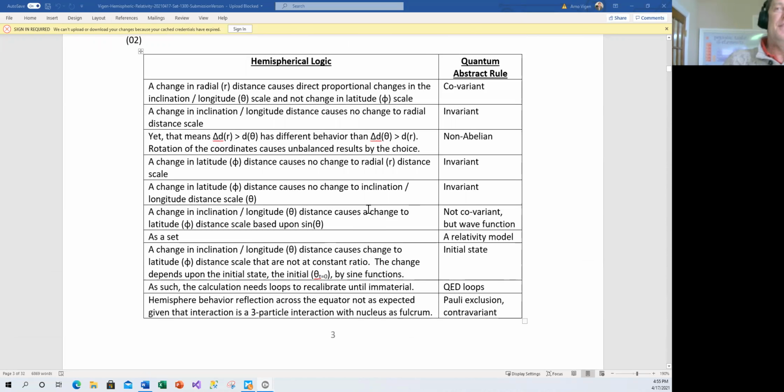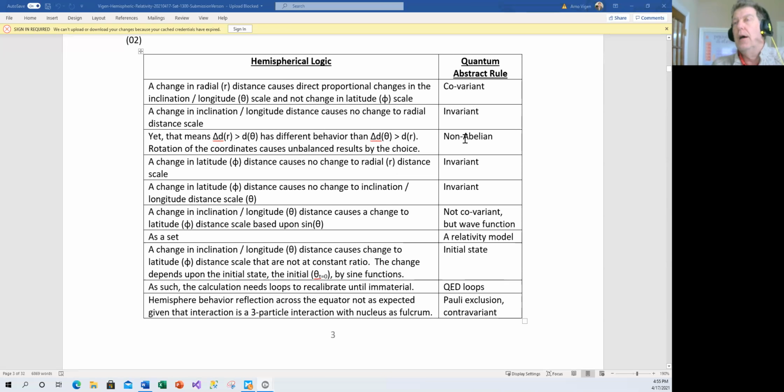Now, a physicist might understand these words and what that does. You see, a change in the radial direction causes a proportional change of the inclination. And in physics, we use the term covariant for that sort of a math relationship. But the reverse, a change in the inclination, does not change the radial distance scale, because you're still along the surface. So that direction is invariant. And strangely enough, that means if you go one direction, you get one relationship, and if you go the other direction, you get a different relationship.